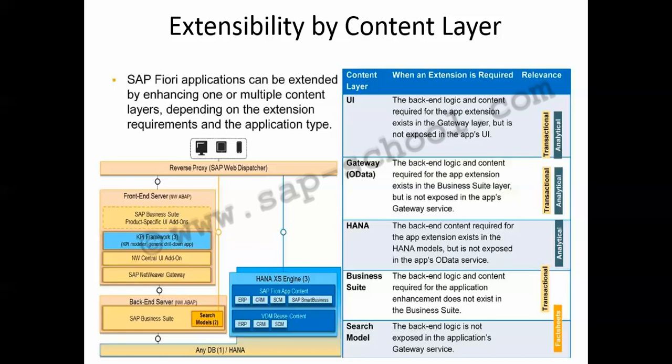Then we have the search model. The backend logic is not exposed in the application's gateway service. These search models are used for the fact sheets. So these are the 5 content layers in SAP Fiori, and we can do the extension at each and every layer for the particular app.